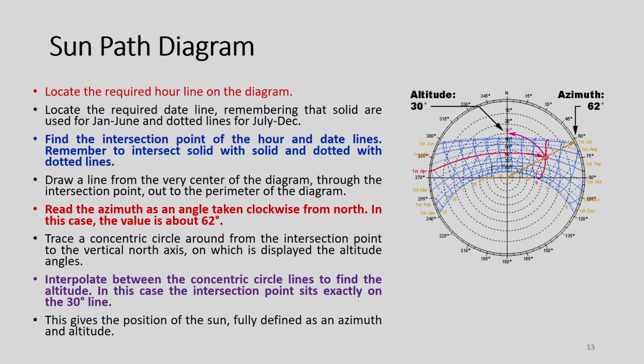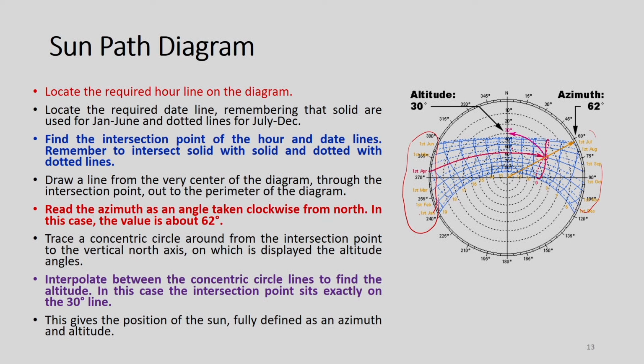altitude angle, and here this is the month, representing the left hand side, and these are the months representing the right hand side. So, January, February, March, April, May, June, and then July, August, September, October, November, December. The months placed on the left hand side are represented by solid lines, and the months on the right hand side are represented by dotted blue lines.